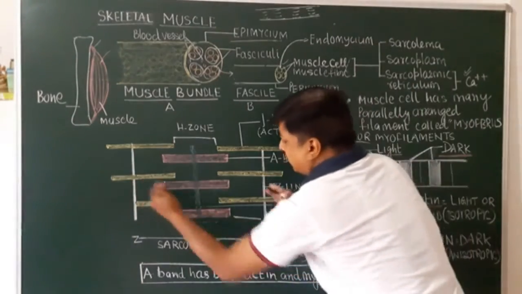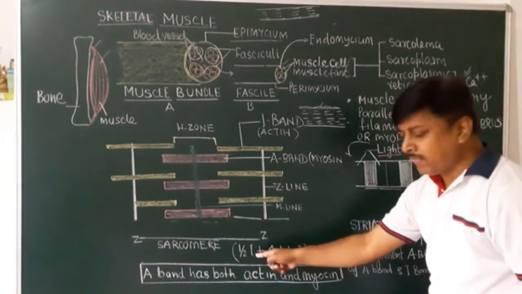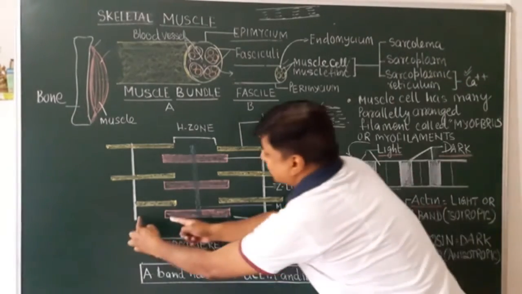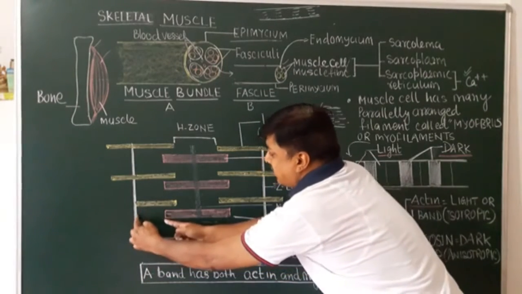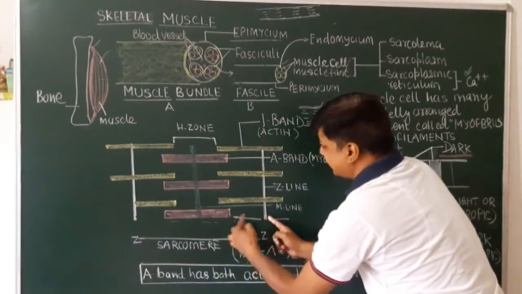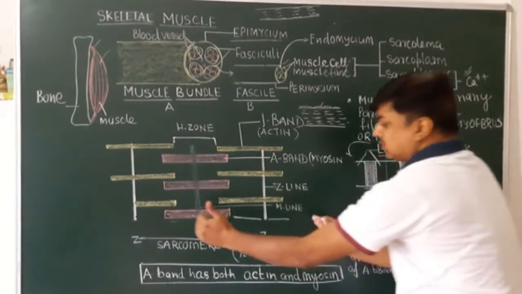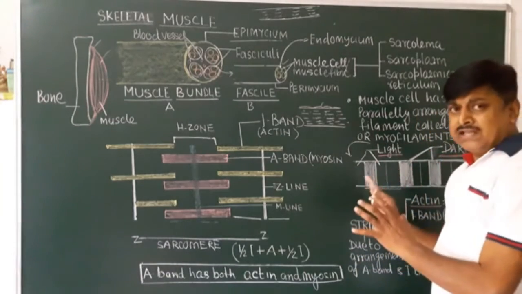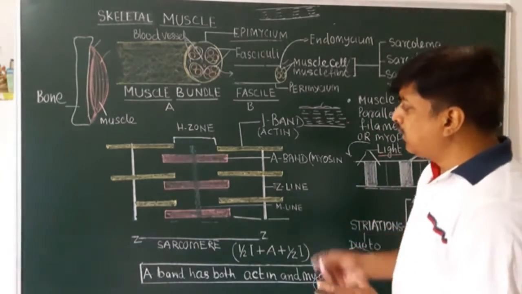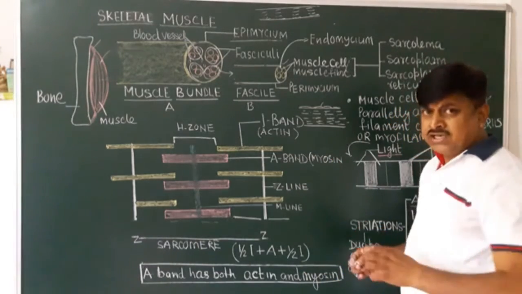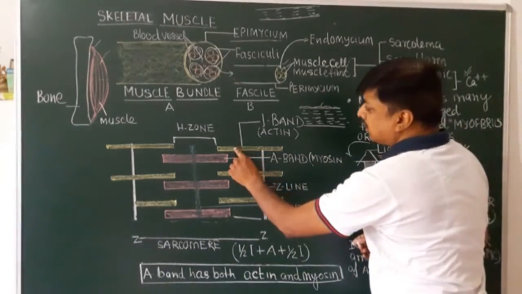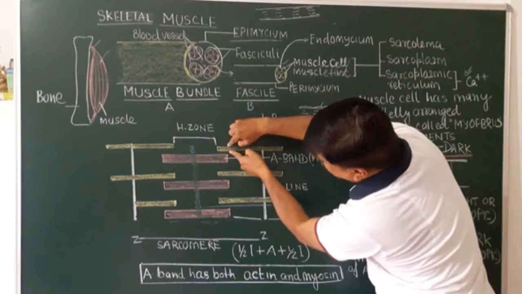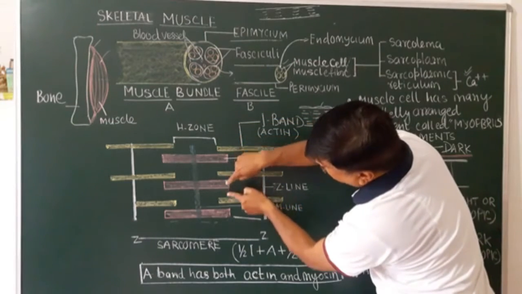So a sarcomere consists of what? Half I band, complete A band, then half I band, with the Z line on both sides. So this is the actual structure of the sarcomere. Clear student? And you can see some portion of the I band overlaps on the myosin. See, this much portion of it you can see overlaps on this one, and overlaps on this one.